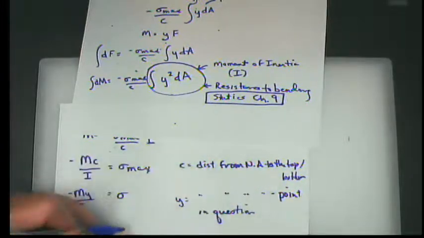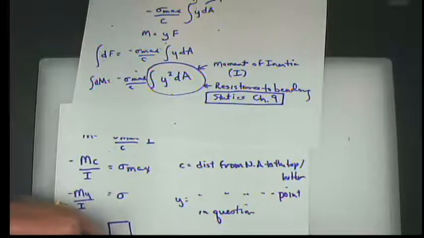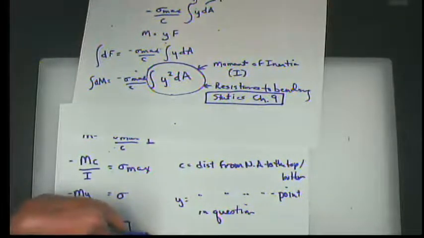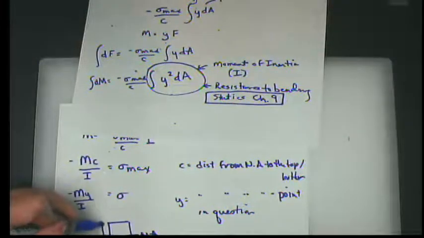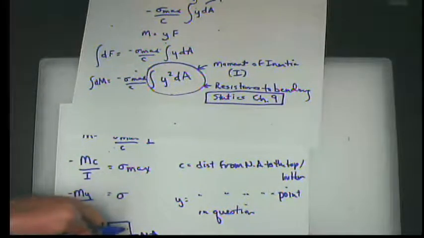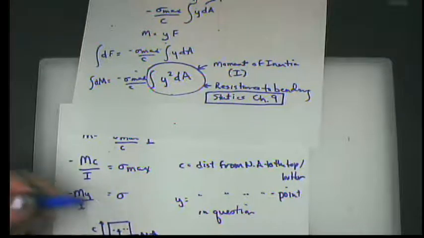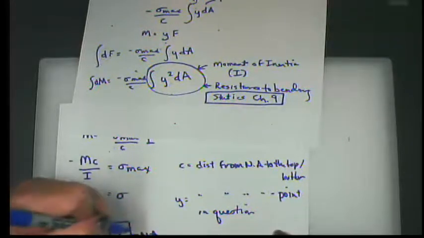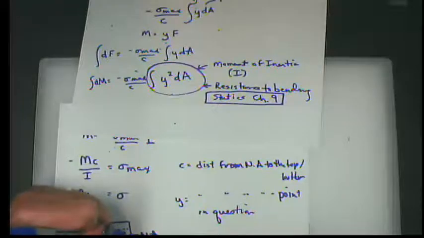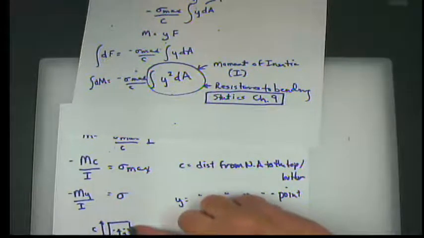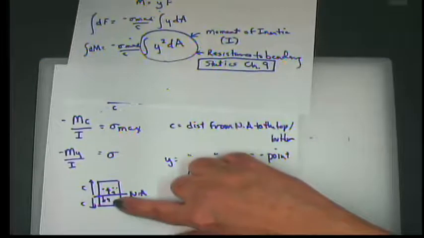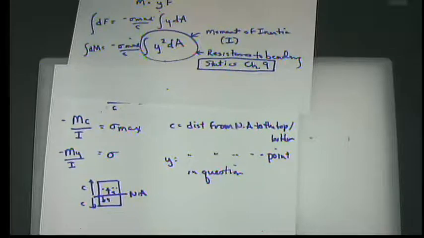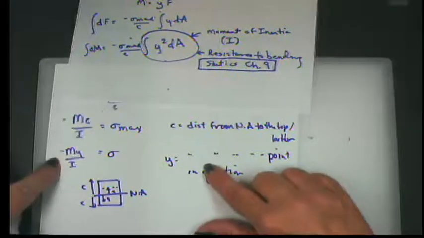I'll draw a picture here. Here's my cross-section. Here's my neutral axis. The distance from here to here is c. The distance from here to here is c. And if we're interested in the sigma at some random point, this would be y. And of course, above the axis, it would be positive. If we're going below the neutral axis, it would be negative, and that's why we have a negative sign out here.